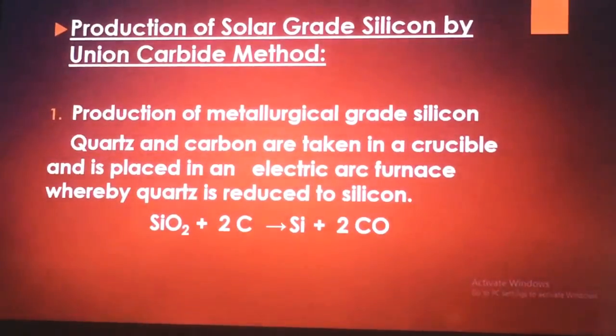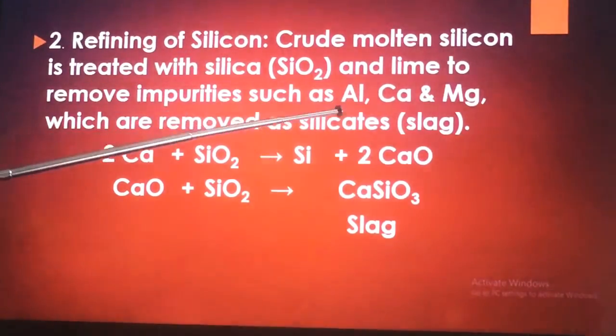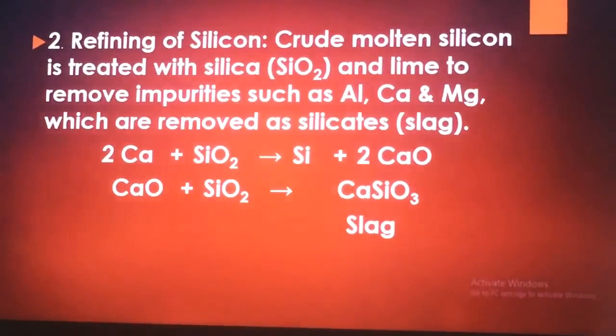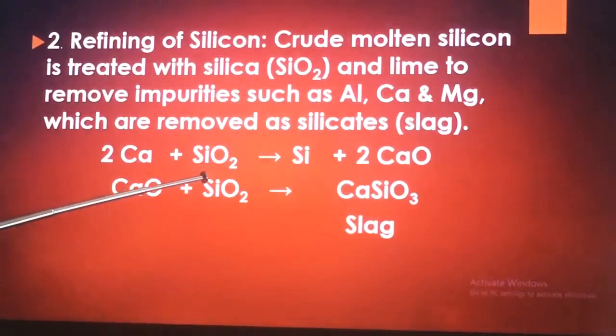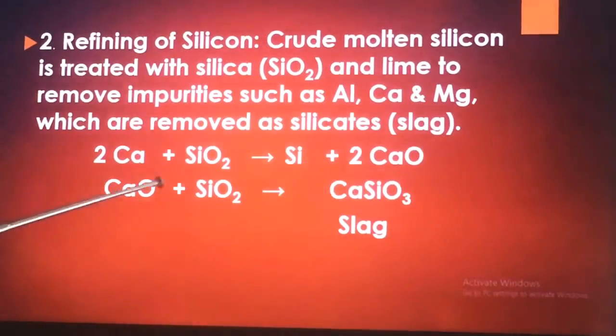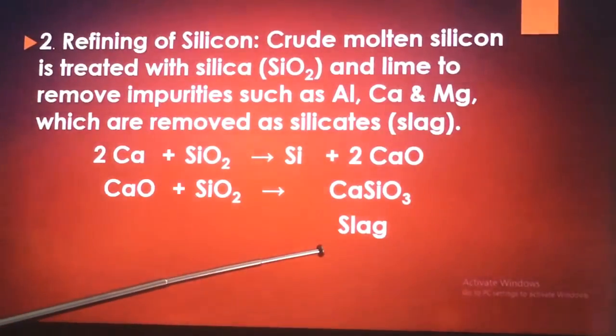Now the second step is refining of silicon. This crude molten silicon thus obtained is treated with silica and lime to remove impurities like aluminum, calcium and magnesium present in molten silicon. So these impurities present in the molten silicon will react with silica and form silicon and calcium oxide. This calcium oxide again will react with silica to form calcium silicate or slag.